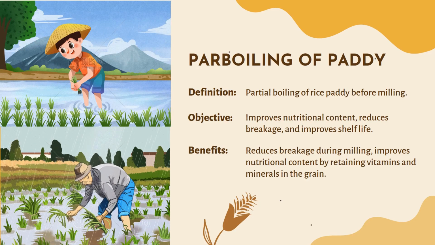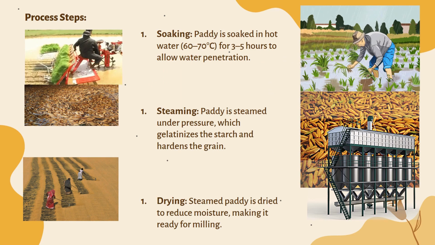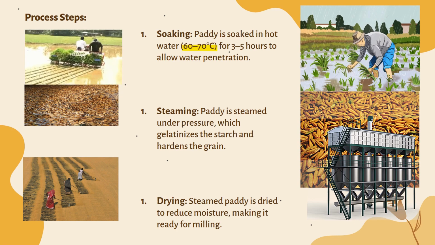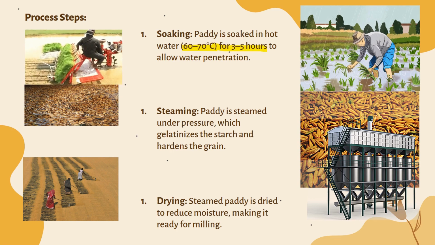Starting with parboiling of paddy and its process. So, the parboiling of paddy refers to partial boiling of rice paddy before milling. This technique improves the nutritional value, texture, and shelf life of rice. Parboiling has three key steps. First is soaking, where the paddy is soaked in hot water at 60 to 70 degrees Celsius for around 3 to 5 hours to allow water penetration.